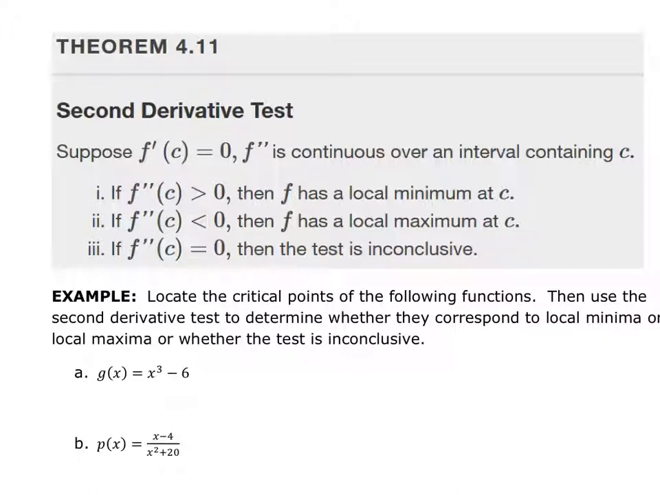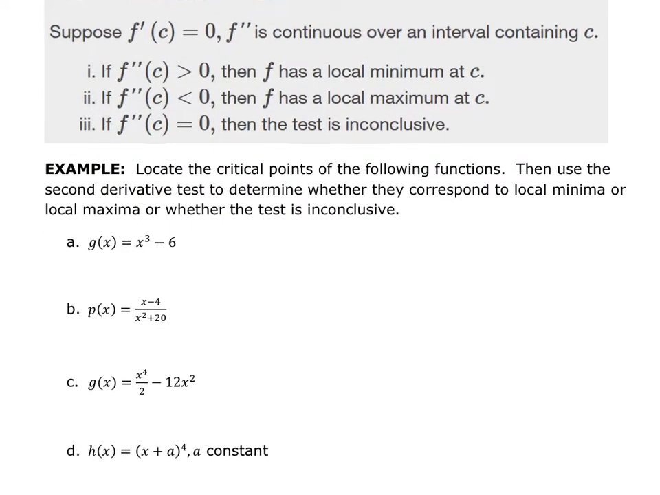So the first thing we always have to do is find the first derivative to find the critical points. And then we do the second derivative and put those critical points into the second derivative. Which one would you like me to do? B or D or C? B as in boy? Okay.